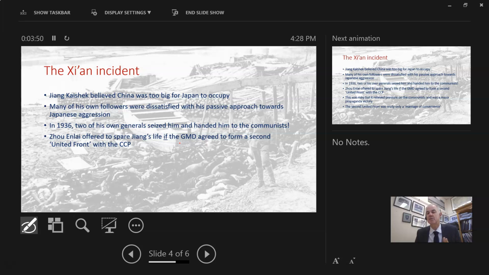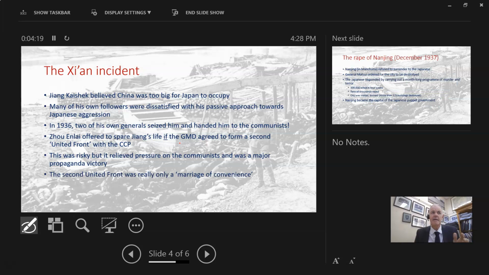Now, remember that the communists and the Kuomintang had split in 1926. They hated each other. Chiang particularly hated the communists, but the communists understood that the greater threat was actually Japan, and of course Chiang was willing to see his life spared and align with them. It was very risky for the communists, but it did relieve pressure on them, meant the Kuomintang weren't then attacking them, and it was a major propaganda victory for the communists. It seemed as if they were merciful. The Second United Front, though, this alliance between the communists and the Kuomintang, was only a marriage of convenience. It was never going to last.